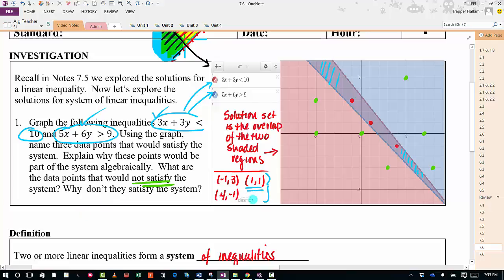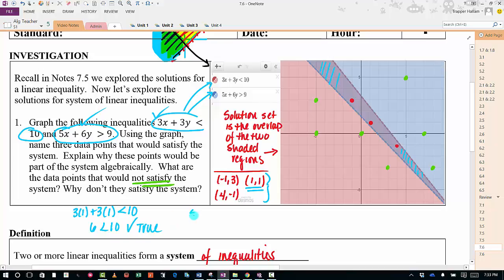I'm going to use this point (1, 1) because it looks pretty easy, right? So 3 times 1 plus 3 times 1 is less than 10. I'm pretty sure we can do that. 3 times 1 is 3, 3 times 1 is 3, 3 plus 3 is 6. So is 6 less than 10? Yep, that's true. So we're good there.